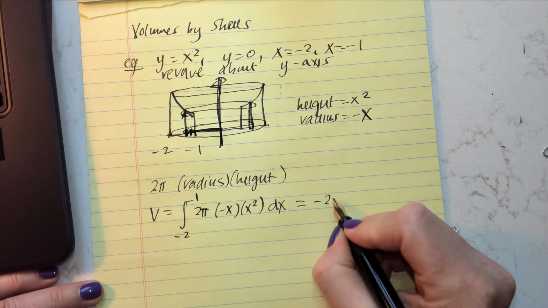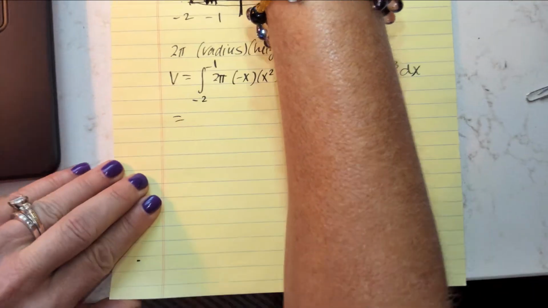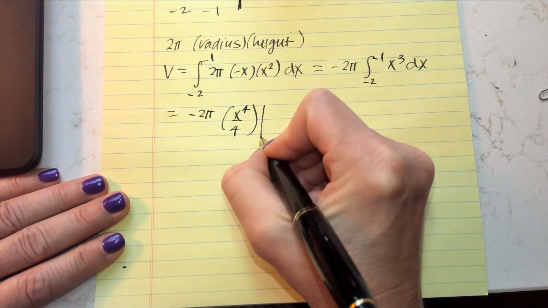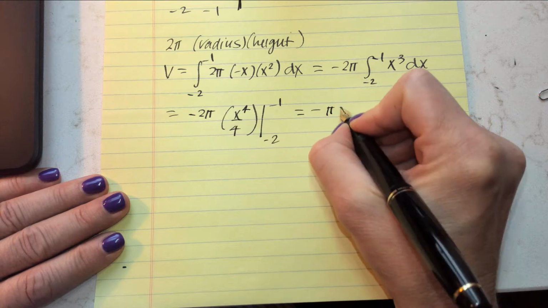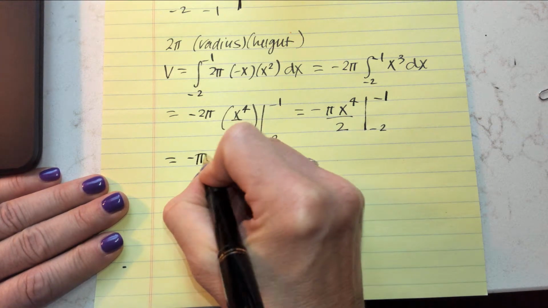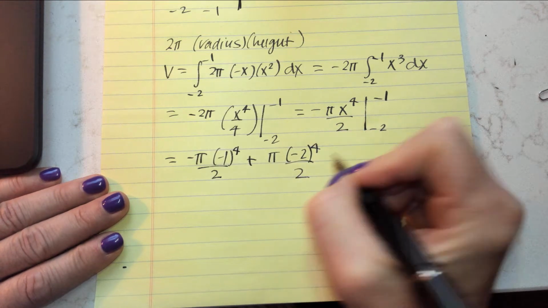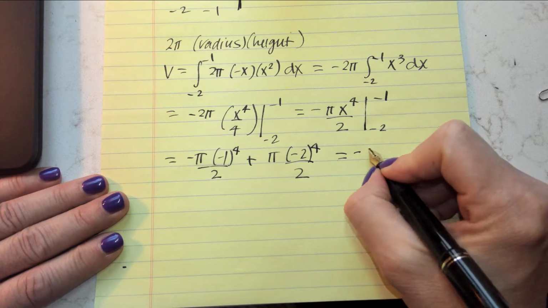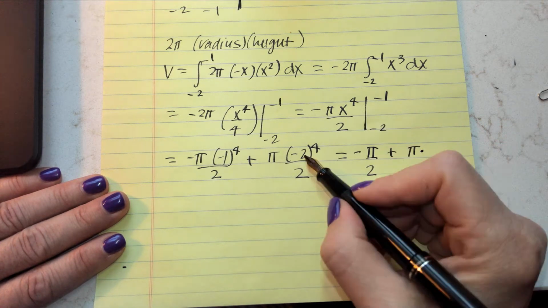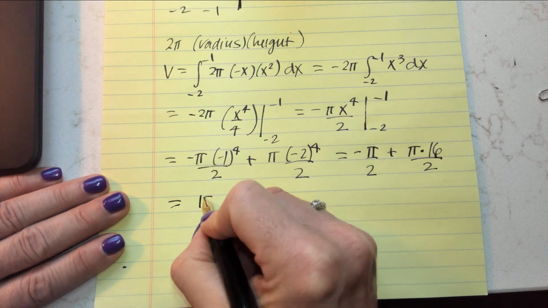What is this? This is minus 2 pi, the integral from -2 to -1 of x cubed dx. And when we integrate this, we're going to have what? Minus 2 pi times x to the 4th over 4, evaluated from -2 to -1. So this is minus pi x to the 4th over 2, right, canceling the 2's, evaluated from -2 to -1. So minus pi, you have (-1) to the 4th over 2, plus pi (-2) to the 4th over 2. And what are we left with here? We're going to have minus pi over 2 plus pi times, what do you have here? (-2) to the 4th is 16 over 2. So this is 15 pi over 2.